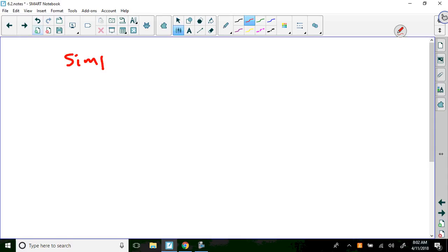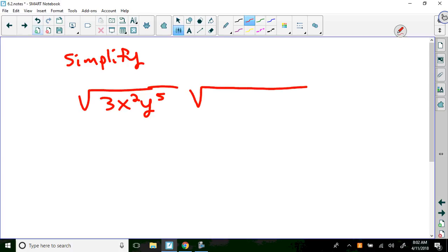That's kind of the way I think about doing something like this. We're going to be simplifying something like the square root of 3 x squared y to the 5th times the square root of maybe something like 27 x to the 3rd y to the 7th. We're going to be simplifying something like that.